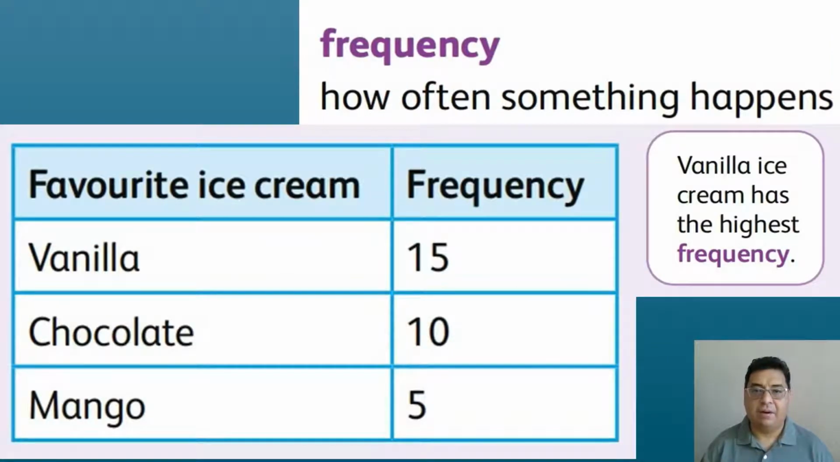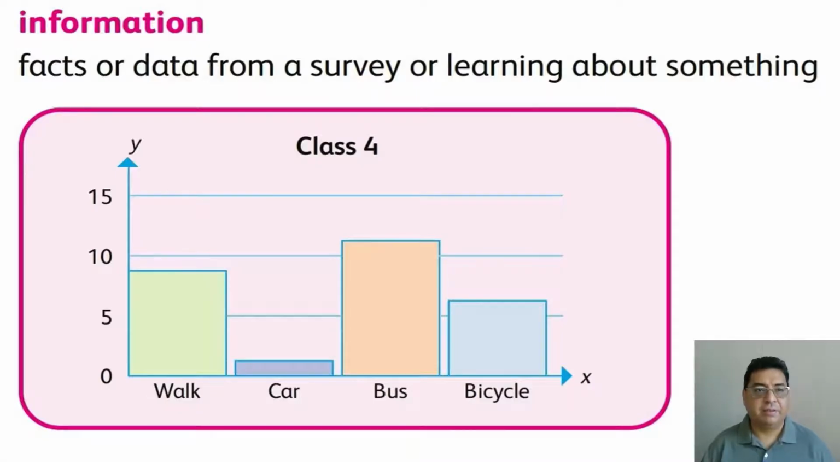Frequency, how often something happens. And here's another chart here. And on this side, it says, vanilla ice cream has the highest frequency. So this is just another example here showing frequency. Information, facts or data from a survey or learning about something. So again, it's just showing you a way to collect information here and then sort it out.